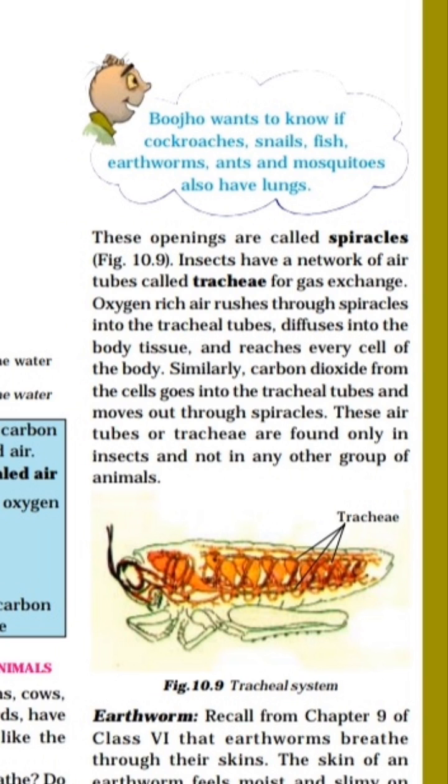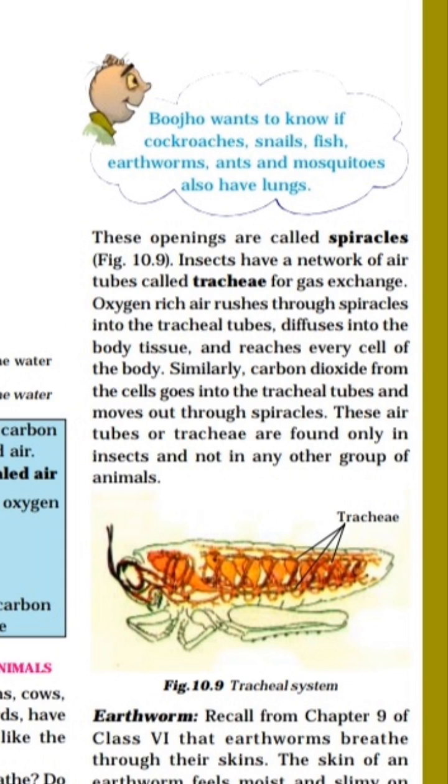In the same way, here oxygen-rich air rushes through the spiracles, the small openings on their body, into the tracheal tubes, the air tube network called trachea. That oxygen-rich air is distributed to the body tissue and reaches every cell of the body.